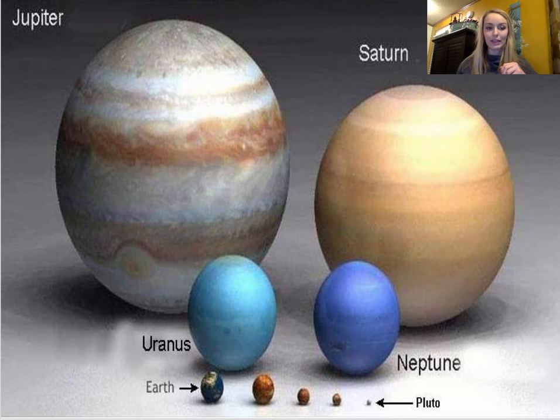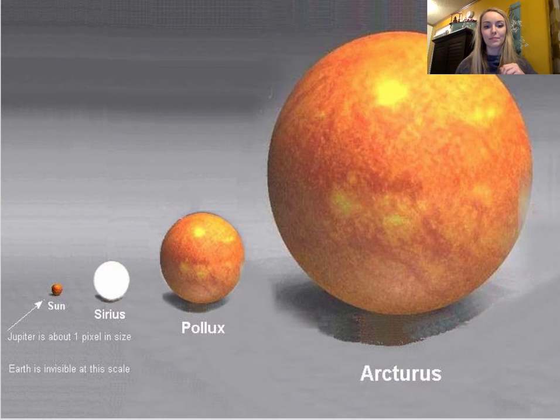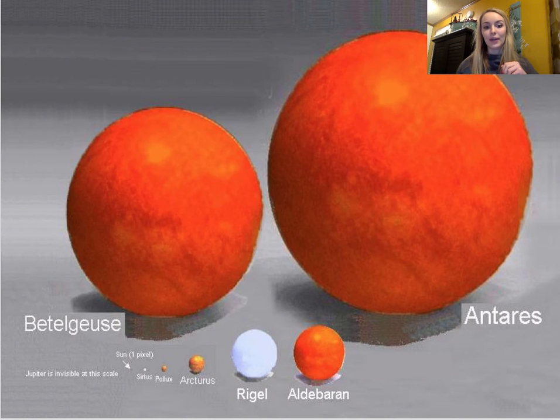Pluto is a little here. I know Pluto's not a planet anymore, but go along with this visual aid. Here is Earth compared to the Sun. Earth is invisible at this scale. Jupiter is about a pixel in size, moving on up with the suns. Here you can't even see Earth, and Jupiter is invisible, so we've always thought of Jupiter as this huge, huge planet, right? And it's invisible compared to these other things that we know are in space.